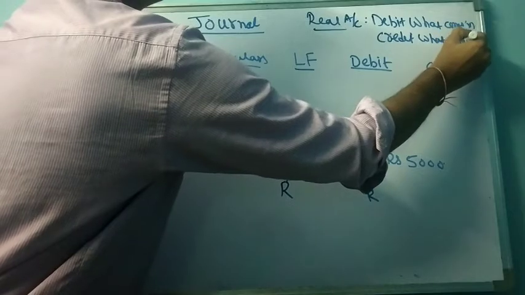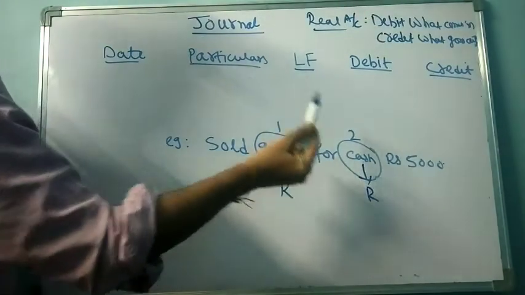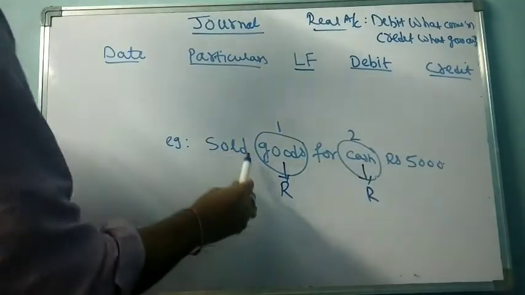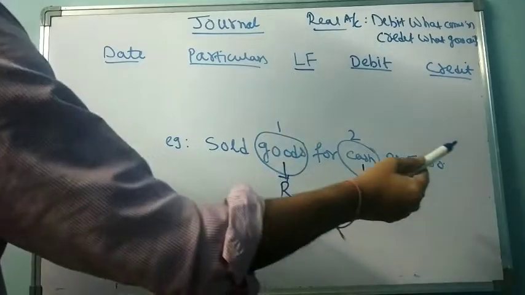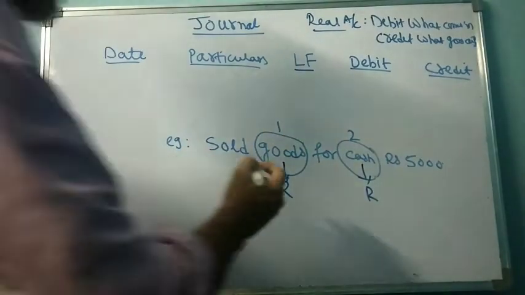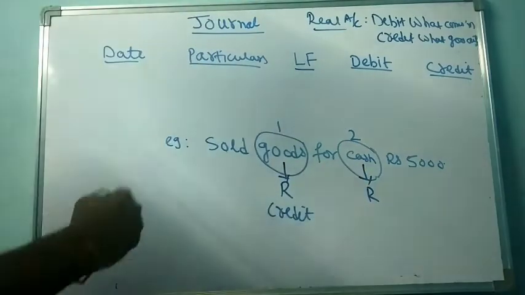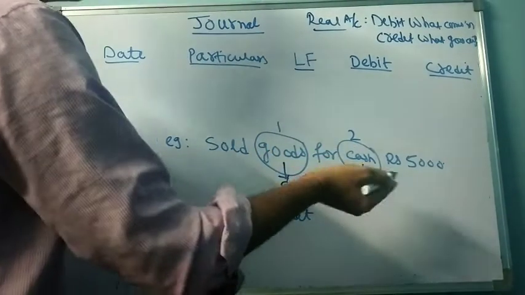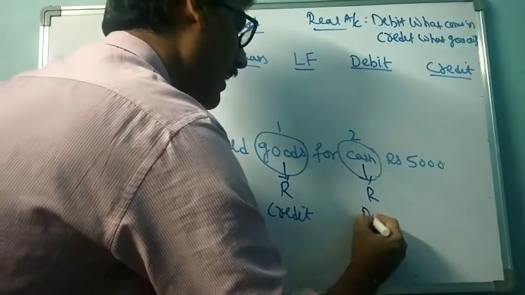Depending upon the nature of account, you should apply the rules of account. Both goods and cash come under real account. Now what is going out, what is coming into the business? Goods are going out of the business because we are selling the goods. Now credit goods. What is coming into the business? We are selling the goods for cash. Cash is coming into the business. Real account, debit what comes in. So debit cash.